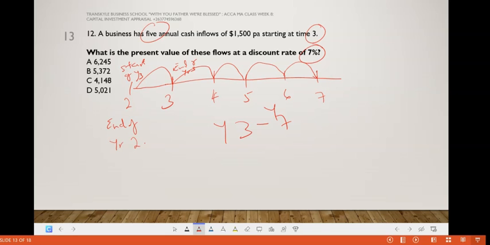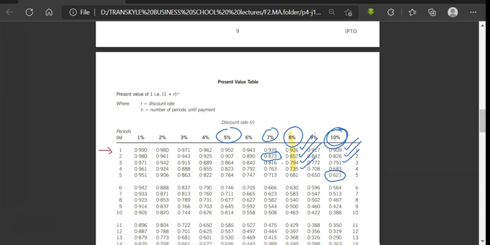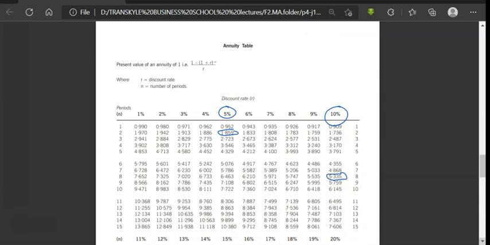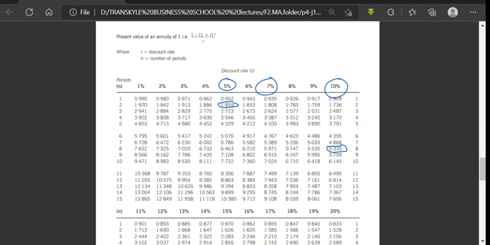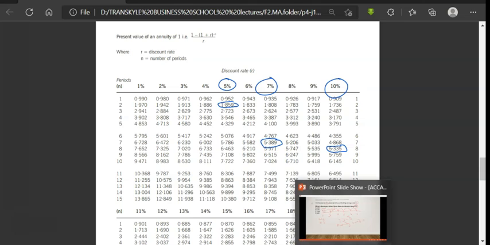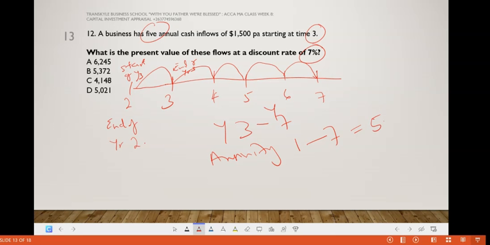We then have to establish an annuity factor. Annuity year 1 to 7 is found in the annuity tables. You just have to look for the annuity factor at 7%, year 7. So if we go to our annuity tables, 7% year 7, we get 5.389.